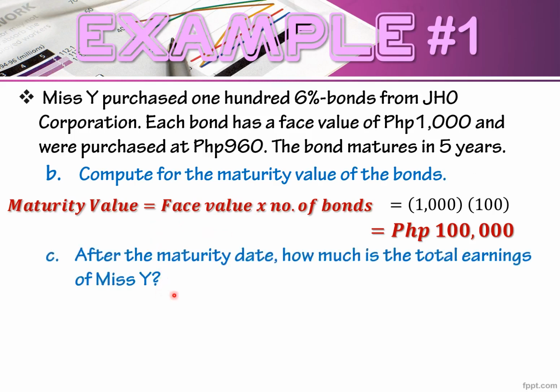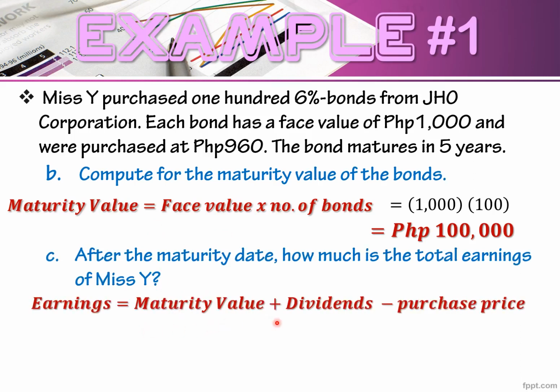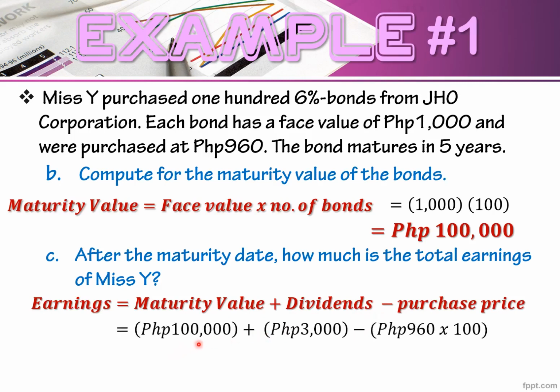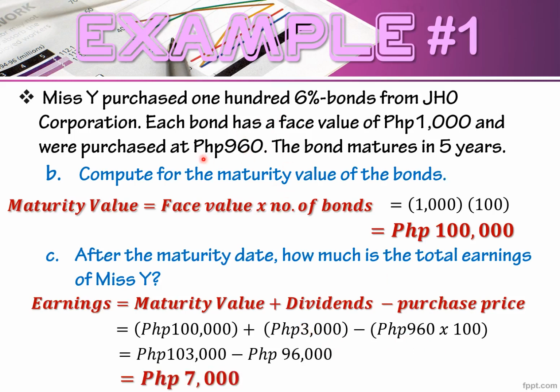Now for letter C, after the maturity date, how much is the total earnings of Miss Y? So earnings will be equal to the maturity value plus the dividends minus the purchase price. So we'll have 100,000 plus the dividends that we solved earlier, which is 3,000, minus the purchase price, which is 960 times 100. So that will give you 103,000 minus 96,000. So the earning of Miss Y will be 7,000.